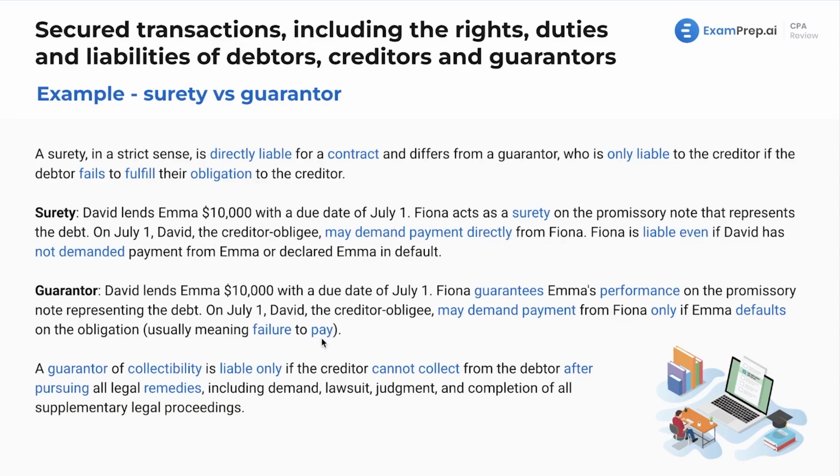And again, why would someone do this? Maybe they'll do it because they're your friend. Maybe they'll do it because it's a parent-subsidiary relationship within corporations. Maybe they'll do it for payment. I'll pay someone to help back up my debt, so I'll be able to actually take out debt. Many different reasons kind of help paint the picture. Now, a guarantor of collectability is only liable if the creditor cannot collect from the debtor after pursuing all legal remedies, including demand, lawsuit, judgment, and completion of all supplementary legal proceedings.